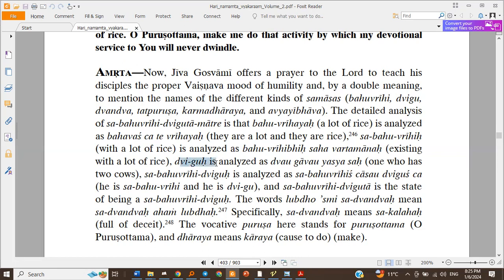And then Dviguhu. Dvau Gavau Yasya Saha. One who has two cows. Dvau Gavau Yasya Saha. So this Dvigu Samas is actually referred to as Tri Rama Samas, where we deal with numbers. The numerals come into the picture in Samasas.